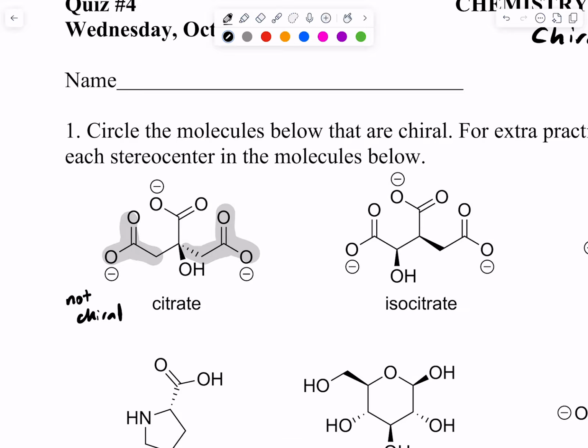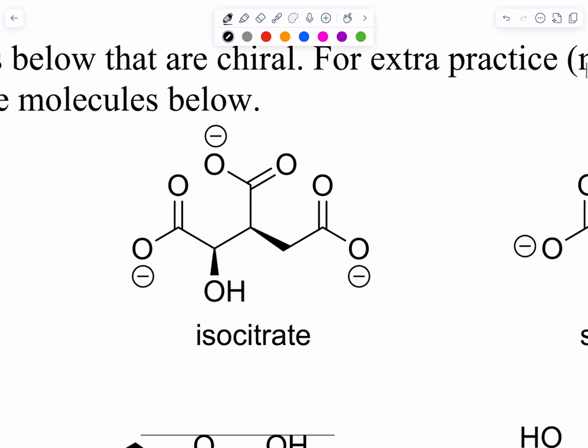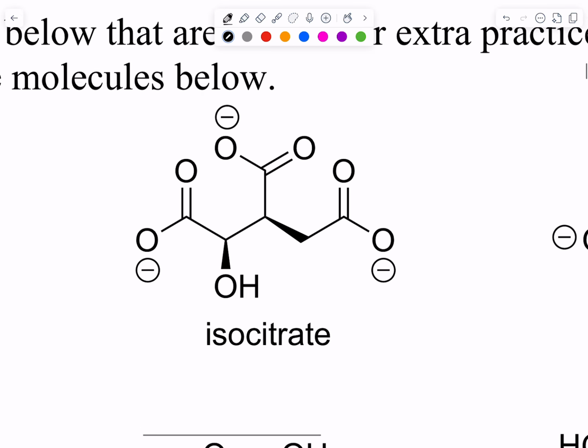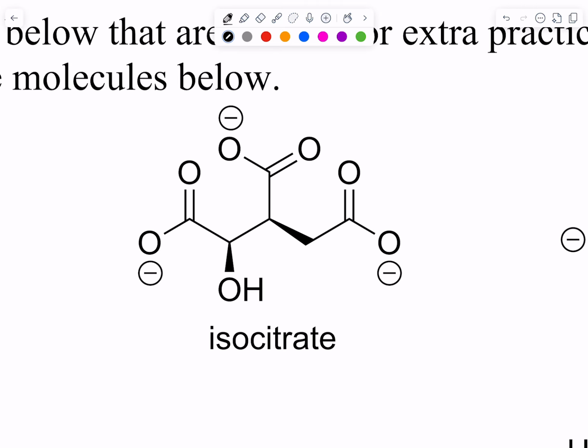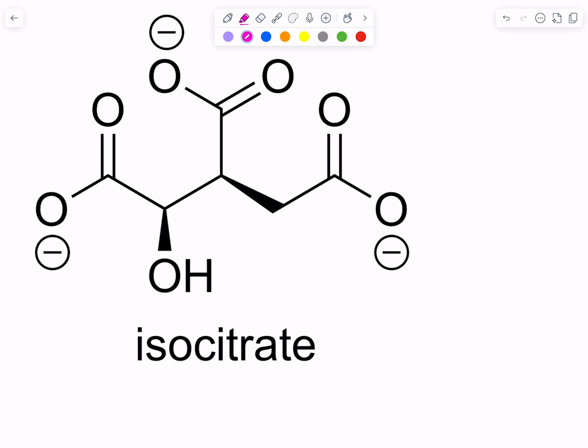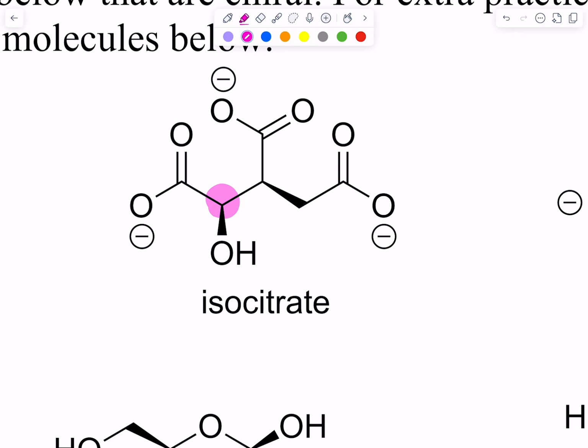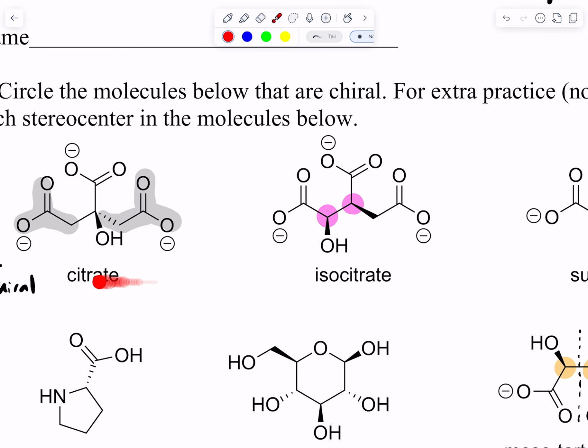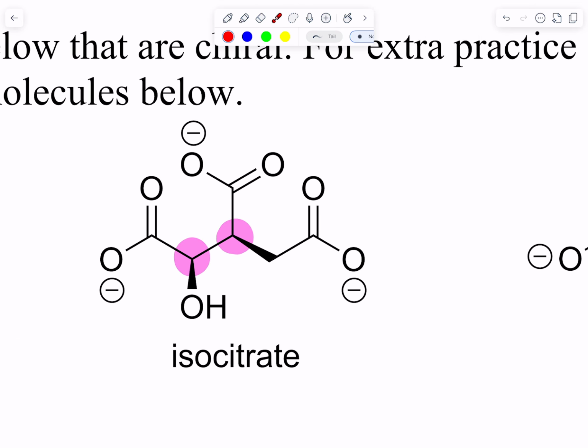How about isocitrate? You're not willing to commit because you're worried. That's okay. Commit. Chiral, good. And it does have stereocenters. Where are they? You got this one? Yeah, and then this one. Interestingly, these two are isomers of each other. You move the OH group over one, suddenly you break the symmetry. But yeah, we got two stereocenters.